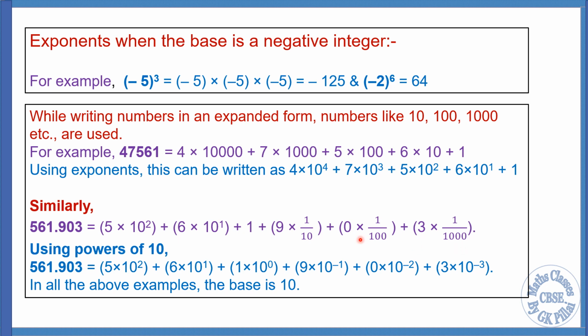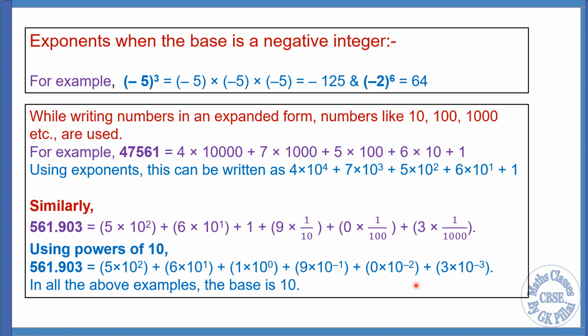Now the same thing using exponents we will write like this. 561.903 equal to 5 into 10 squared plus 6 into 10 to the power of 1 plus 1 into 10 to the power of 0. You can just write it as 1 also. 10 raised to the power of 0 is 1. So that is why we are writing like this. Plus 9 into 10 raised to the power of minus 1. 1 upon 10, we write it as 10 raised to the power of minus 1. You will understand it later on.